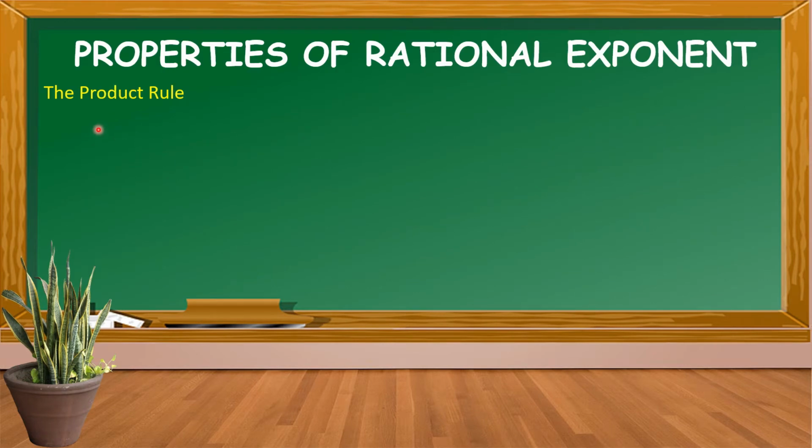First, we have the product rule. a raised to the power of m times a to the power of n equals a raised to the power of m plus n. So, you will notice that we add the exponents m and n. We have the same base, which is a.